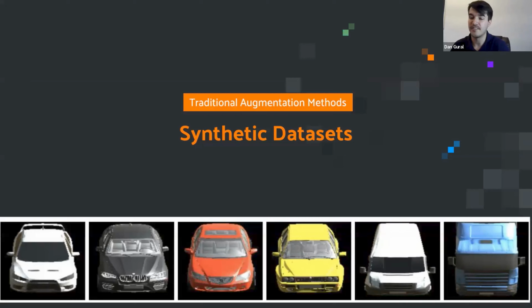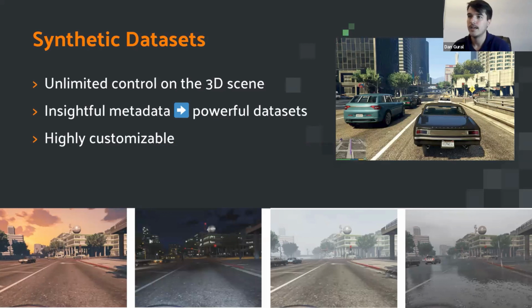We'll start with our traditional synthetic data sets. This is as far away from Gen AI as you could imagine. And these are data sets that are generated using some kind of 3D platform, whether it's an engine or something like Blender. And these synthetic data sets are great for things like having unlimited control over a 3D scene. If you need an image data set, you can drop in models, you can change the camera angles to have all this control. And this insightful metadata of things like where the camera is or what models you've used leads to very powerful data sets, as you can store all these inputs as well.